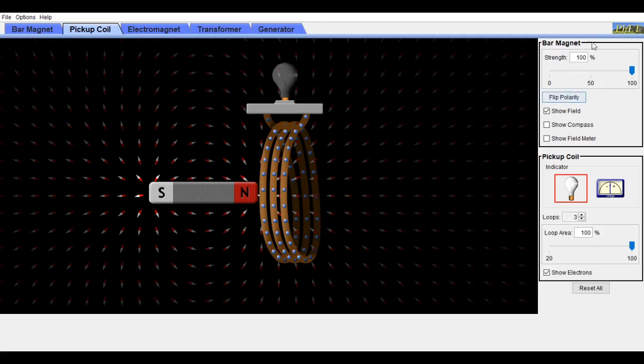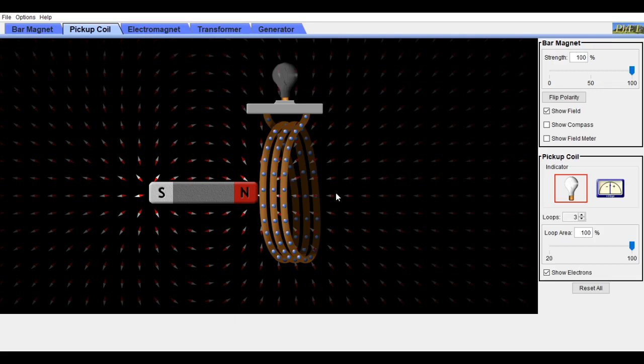Okay, so the strength of the magnet is directly proportional to the current produced. Next one, the area is directly proportional to the current produced. Sorry for that. So the greater the area, the greater the voltage that will be produced.